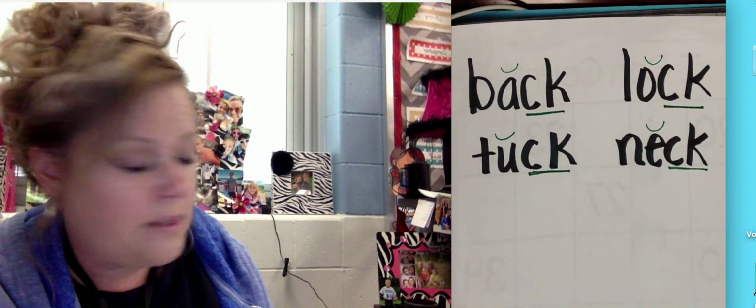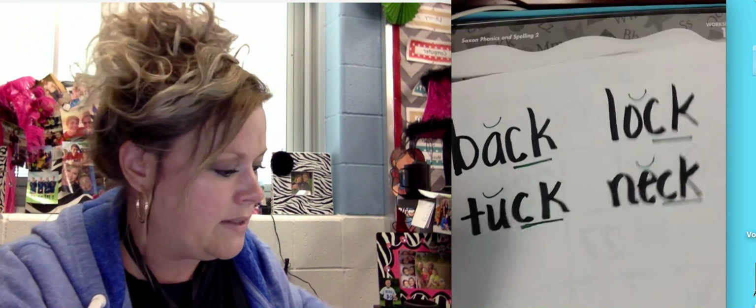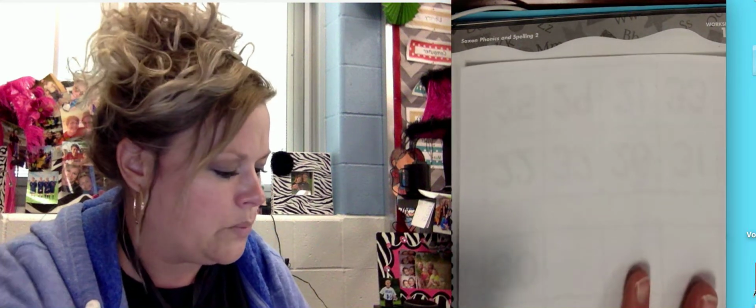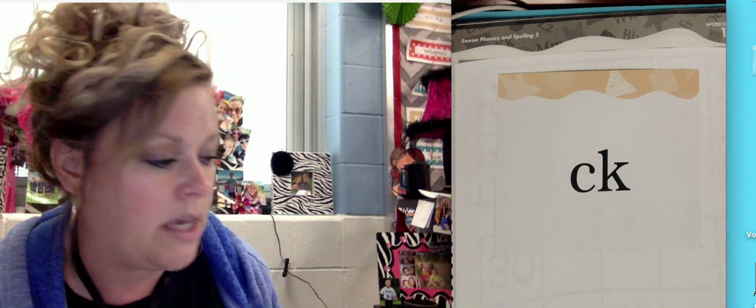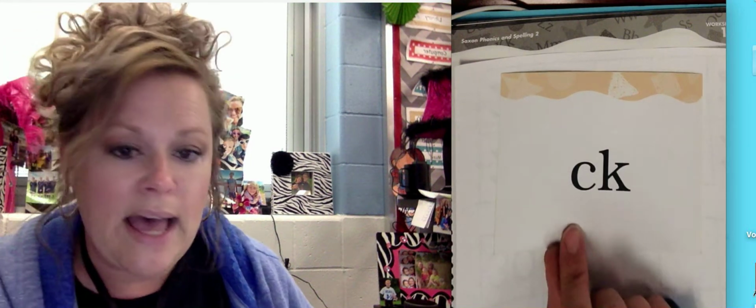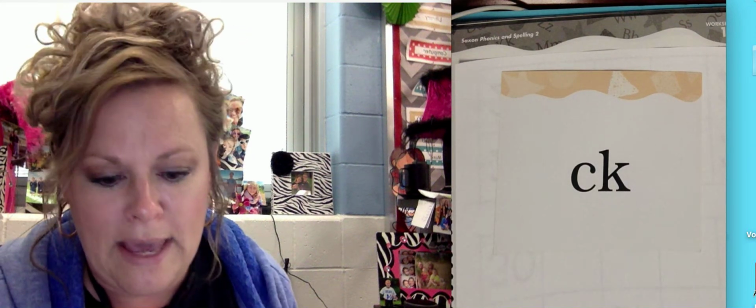So let's take a look at the letter card. I'm going to flip this around so it's out of the way for a minute and all you see is white. Here's the letter card, and when you see this letter card, you say digraph CK. Repeat that with me. Ready, go. Digraph CK. Very good. Digraph CK.